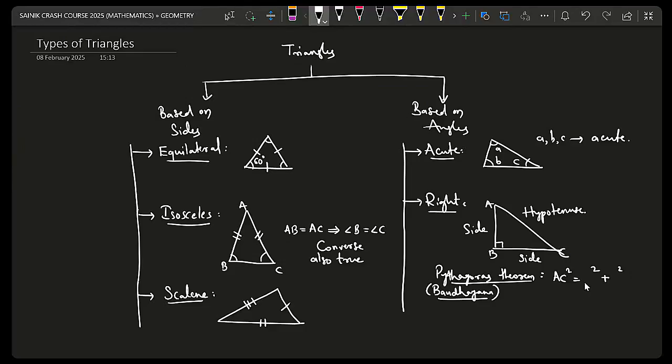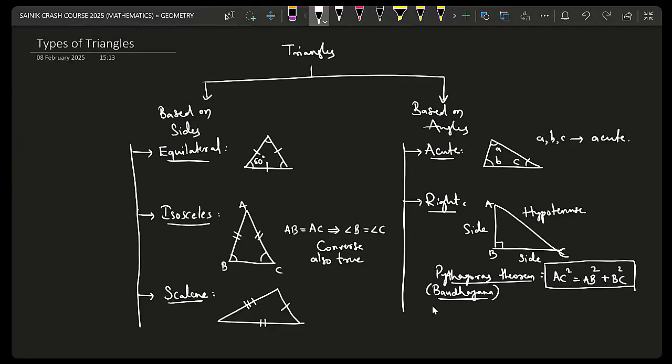two sides. That means AB square plus BC square. Hypotenuse square is equal to side square plus side square. Using this statement, in a right angle triangle, if any two sides are given, we can find the third side using this. Hypotenuse square is equal to side square plus side square.